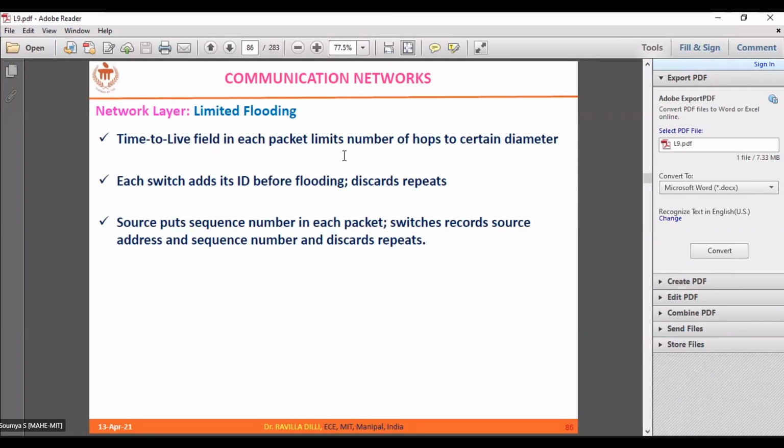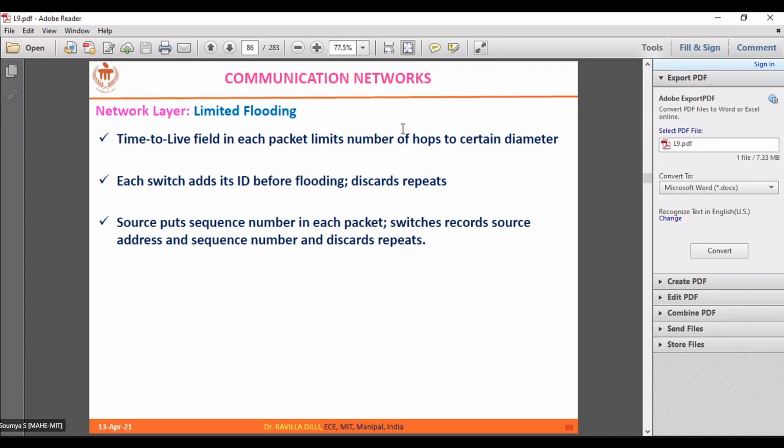But what is the disadvantage of this? Let us say all the lines through which the data was sent were working fine. The destination has received multiple copies of the same packet, from all its incoming lines. Another variation to this is limited flooding, wherein the time to live field in each packet limits the number of hops to a certain diameter.